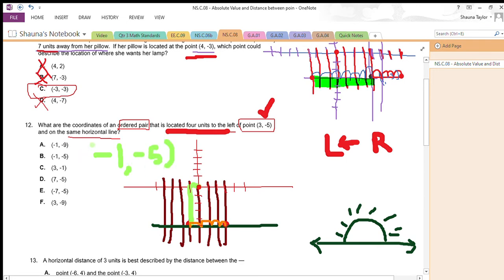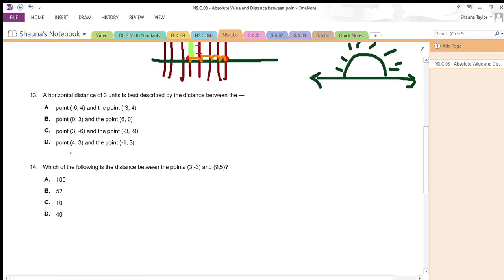So there's my answer. Now all I need to do is look through all these multiple choices and look for the one that says -1 and -5. So I notice that B is the answer. So make sure you're correct on that. Okay, let's go to the next one.